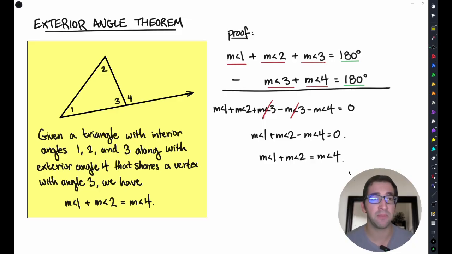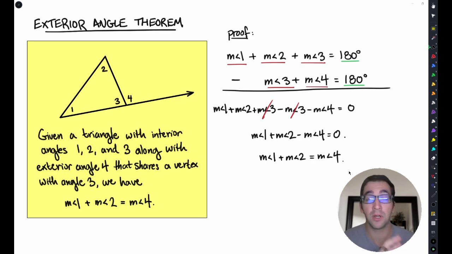That's exactly the statement that the exterior angle theorem gave us, and so that proves for us that the exterior angle theorem is true. It just follows from the fact that the sum of all three angles inside the triangle is 180 degrees, but also that exterior angle is going to add up to 180 degrees when added to the interior angle that it's adjacent to.